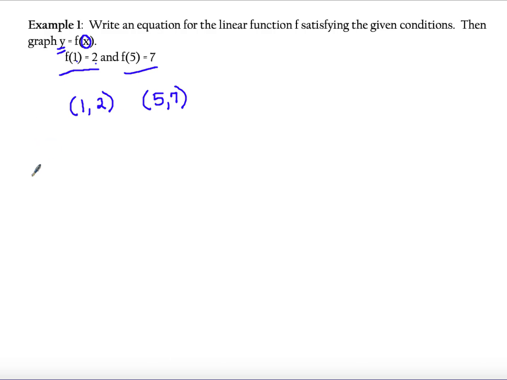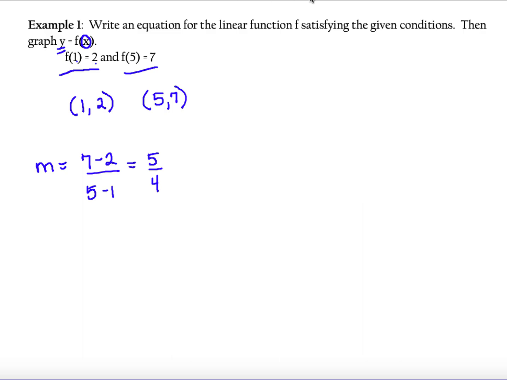All right, so now that we know what our coordinates are, let's go ahead and calculate the slope. Again, the slope is your change in y over your change in x. So if we subtract the y values, I'm going to take 7 minus 2, subtract those x values. That's going to give me 5 minus 1. Looks like my slope is going to turn out to be 5/4.